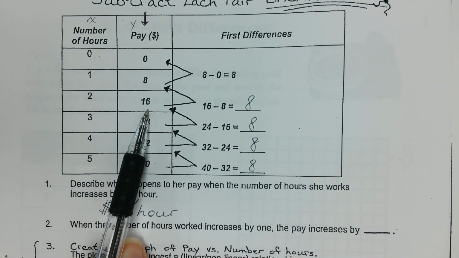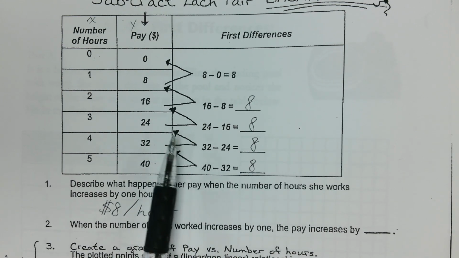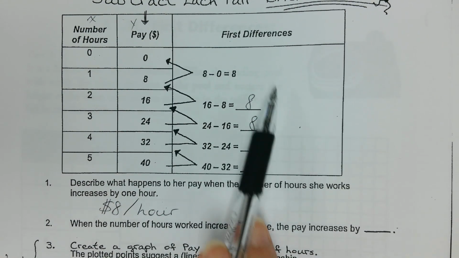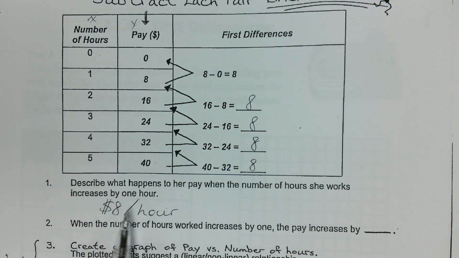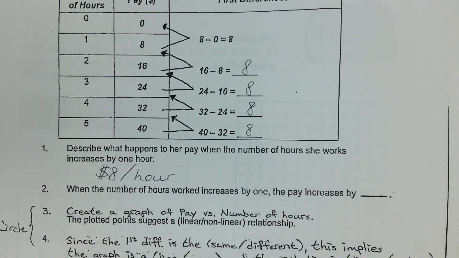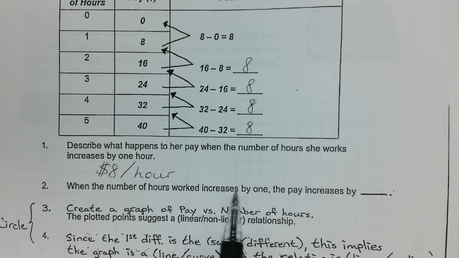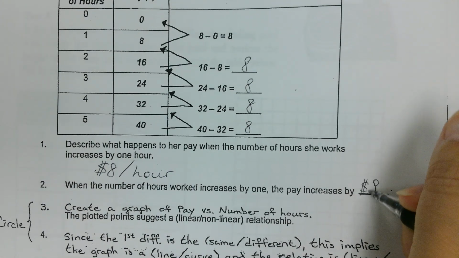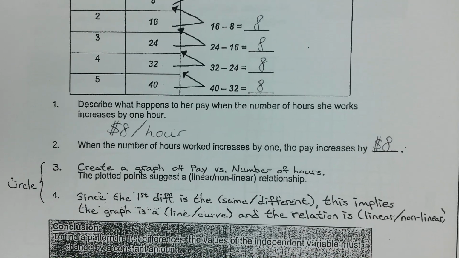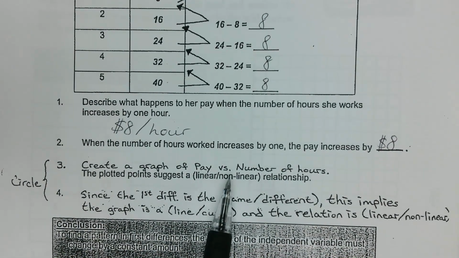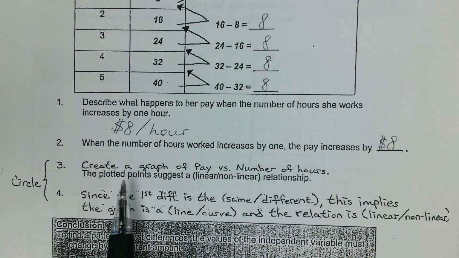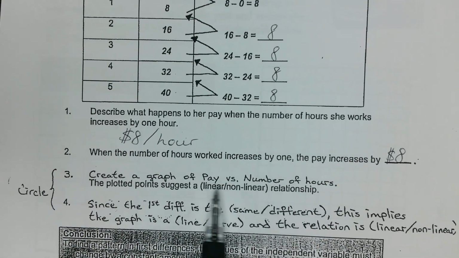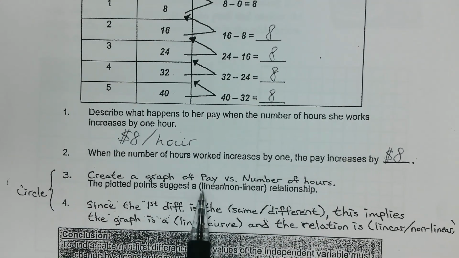Work 2 hours, you get paid $16. So when you do that first difference by subtracting backwards, you can see what the difference is between each hour. So it's $8 per hour. When the number of hours increases by 1, the pay increases by 8. Okay. Create a graph of pay versus number of hours. The plot suggests a linear or non-linear relation. Which one do you think?